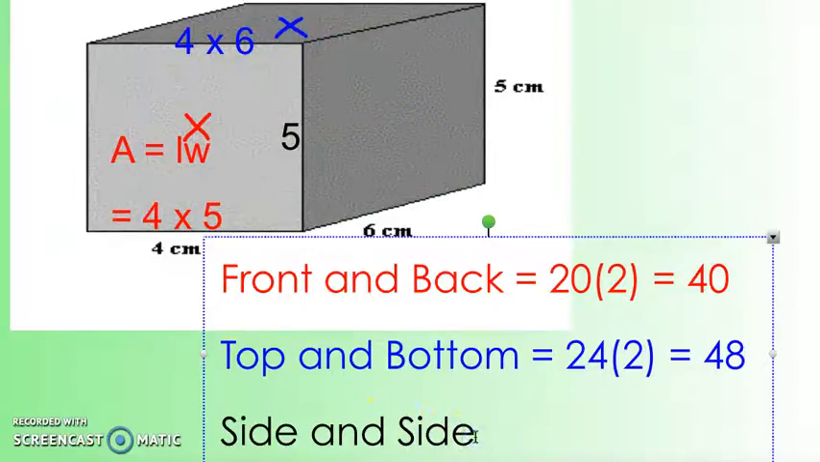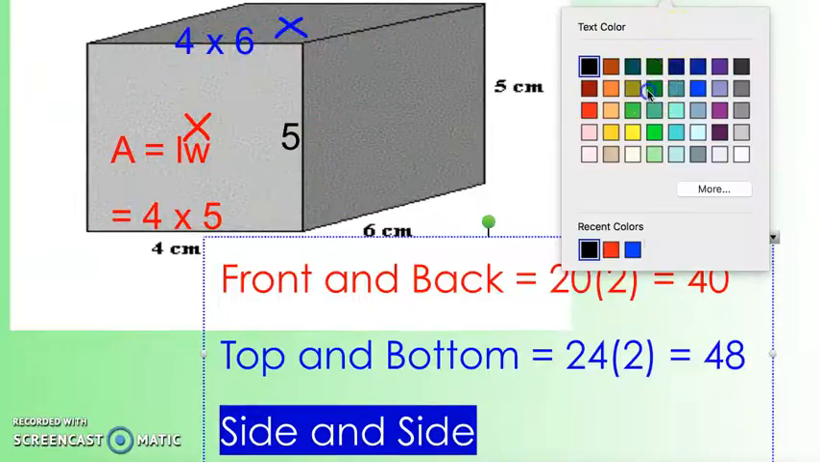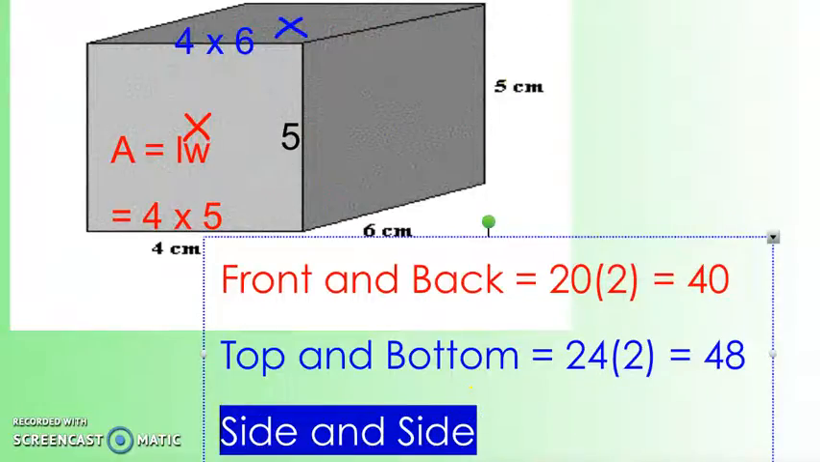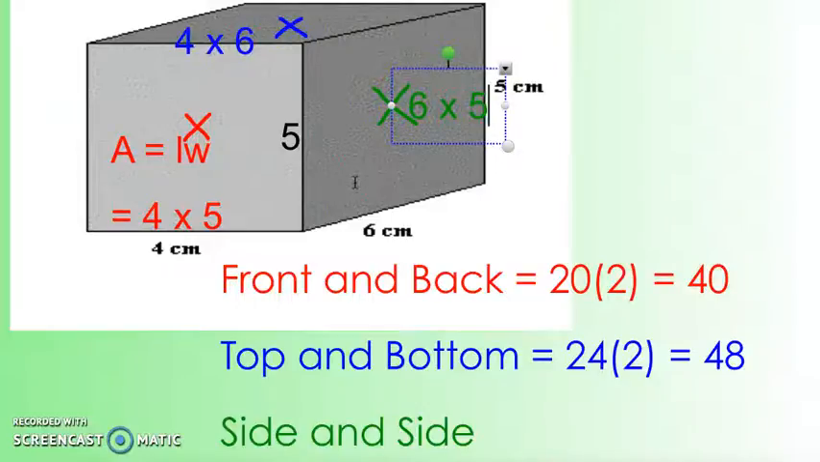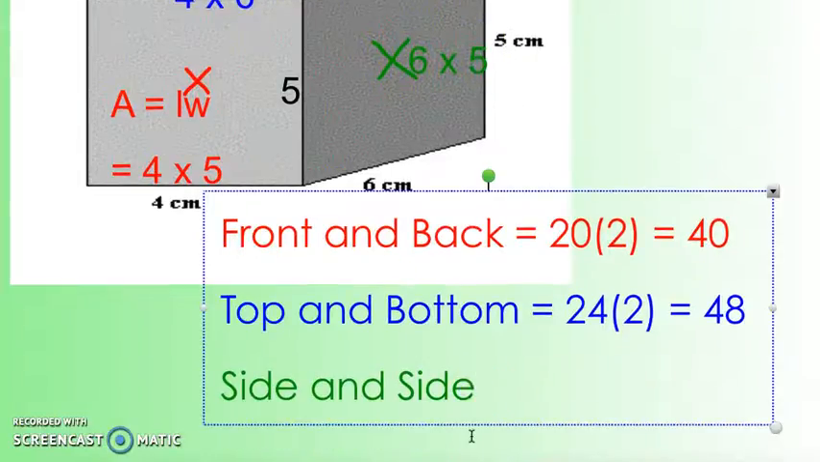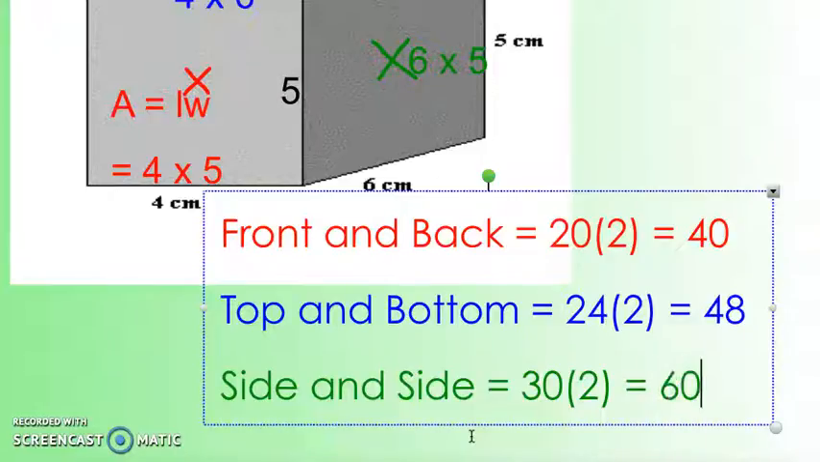Okay, next one. Let's do side to side. So if I do one of the sides, and let's do this side. Well, I actually see the numbers that I'm going to use. I'm going to use 6 and I'm going to use 5. And so I'm going to take 6 times 5 and I get 30. But I know if one side is 30, then the other side is 30. So I'm going to do times 2 and the answer is 60.